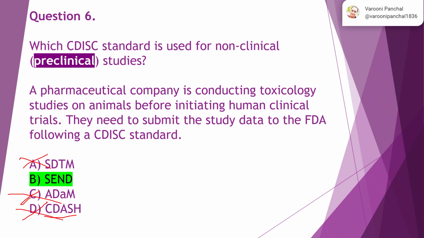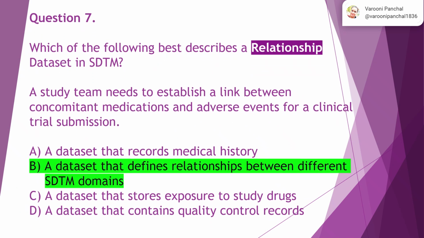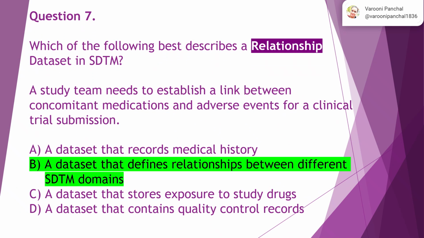So we are interested in non-clinical animal studies, right, which are preclinical, before conducting trials in humans. So the correct answer is SEND. SEND is the kind of standard which is used for phase 0 clinical trial studies which are used in animals.